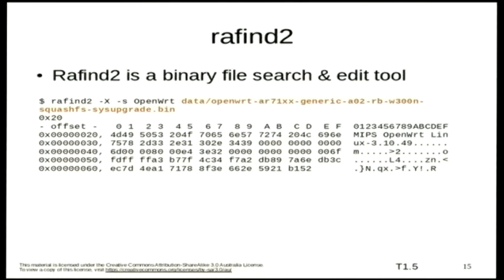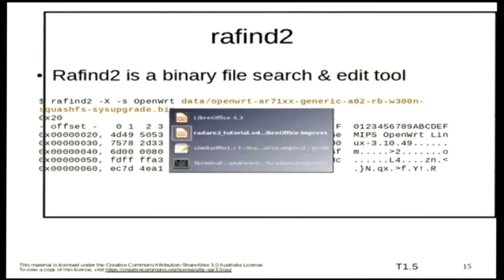rafind2 is a binary search tool. In the example repository, I've grabbed just the standard OpenWrt Linux image and dropped it in there just to demonstrate. Normally you can grep a text file, but grepping binary is, well, it's binary, so it doesn't work that well. So this is like a grep for binary files.